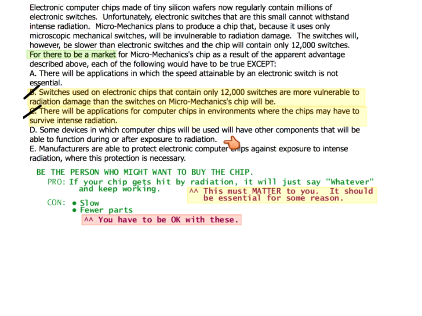What D says is that none of the other components in your stereo are going to work anyway, so your stereo is going to be a wreck no matter what happens. I mean, or your microwave. Thank you, it's a lot better than what I came up with. It means that the rest of your device is not going to work at all, right? So who cares if your central chip can withstand radiation because the rest of your device is going to fall apart. So this also has to be true. So these are all yellow, because those are all things that have to be true for this to make any difference to anybody.